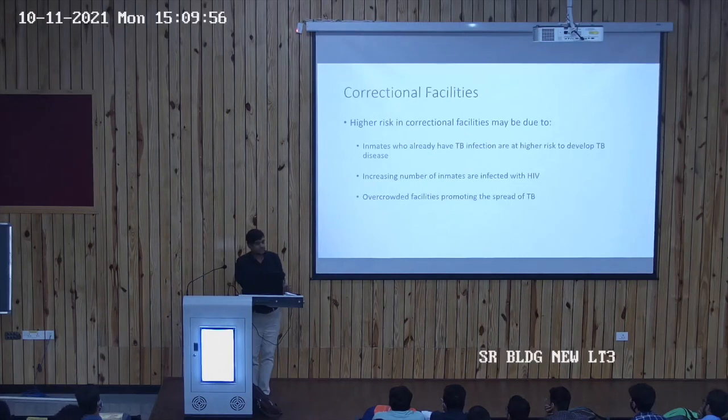Then correctional facilities. Higher risk in correctional facilities may be due to inmates who already have TB infection, increasing number of inmates who are infected with HIV, and overcrowded facilities promoting the spread of tuberculosis.